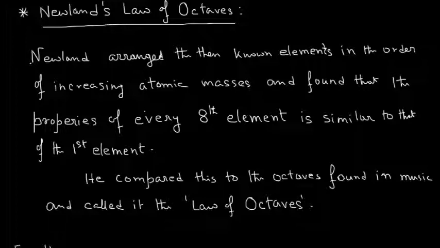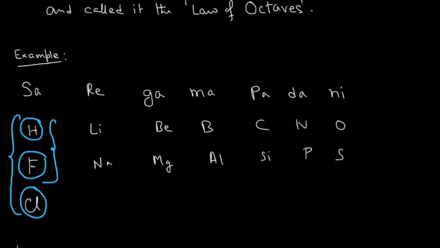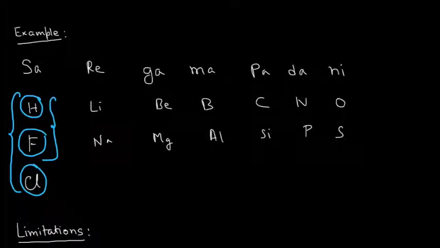Now, to understand his theory, let us see an example. Here in the example, we can see if we start from hydrogen, the eighth element is fluorine. Again, if we start from fluorine, the eighth element is chlorine, and in this way, hydrogen, fluorine, and chlorine have similar properties.